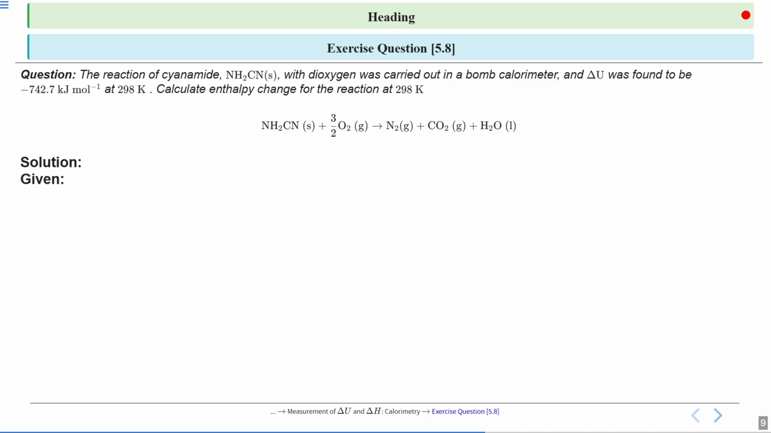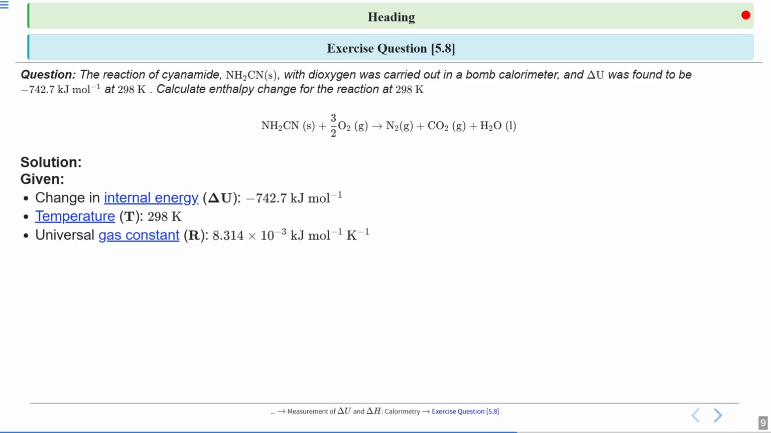What is the information that is given in the question? The first thing is the change in internal energy, which is minus 742.7 kilojoule per mole. The second thing is the temperature. You can see that the reaction is carried out at 298 Kelvin. It is mentioned clearly. The third thing that we know is the universal gas constant. It is 8.314 joule per mole per Kelvin.